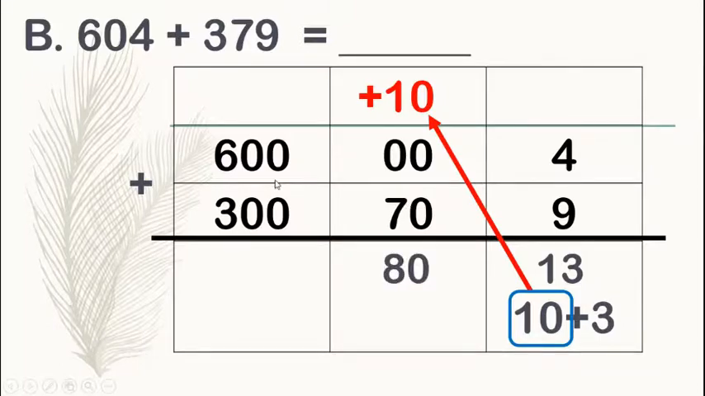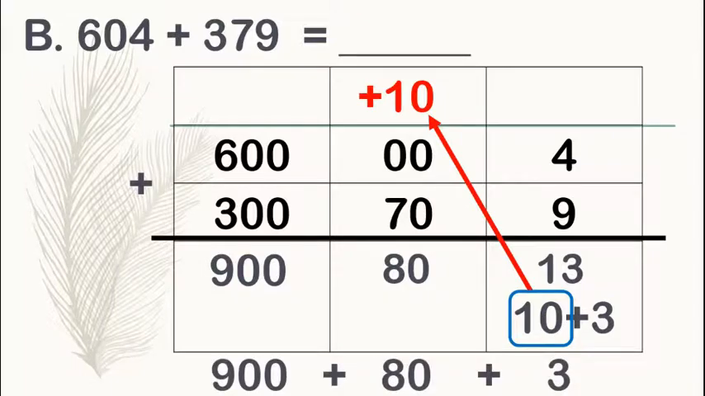Now, we will move on to our hundreds. 600 plus 300 is equivalent to 900. So we need to add the following partial sums. So we have 900 plus 80 plus 3. So the final answer is 983. You got the same answer? Very good.